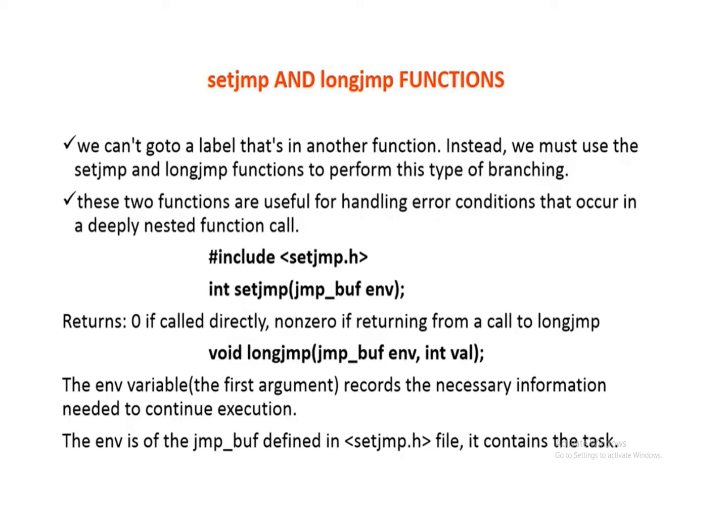Next are the setjmp and longjmp functions. Here we cannot go to a label which is present in another function. Normally this is the case in C and C++. We cannot directly pass control from the main function to sub functions; we just have to make a call. If you use a goto statement or anything similar, we cannot move directly. Instead, we must use the setjmp and longjmp functions to perform this type of branching in the case of our Unix operating system.